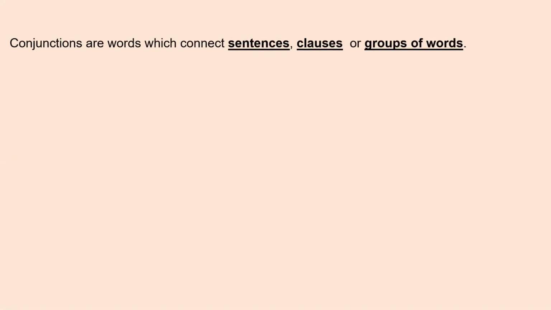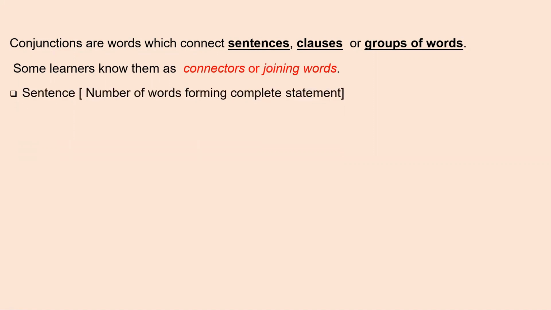Conjunctions are words which connect sentences, clauses, or group of words. Some learners know them as connector or joining words. Sentence: the number of words forming complete statements. Example: I won it. We enjoy playing cricket.